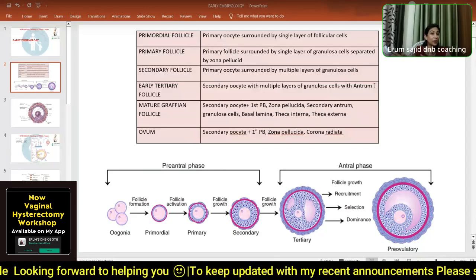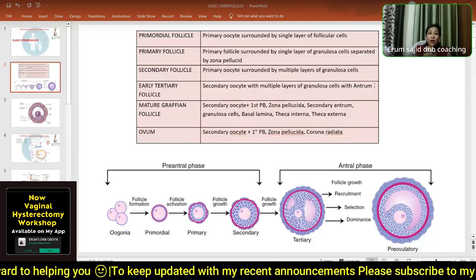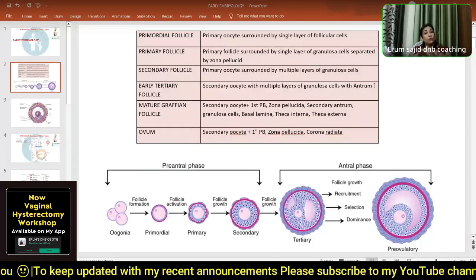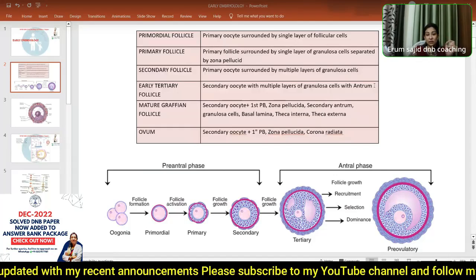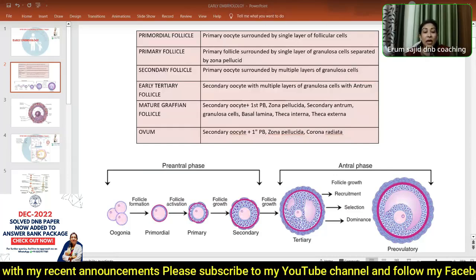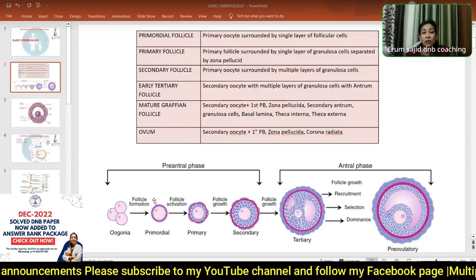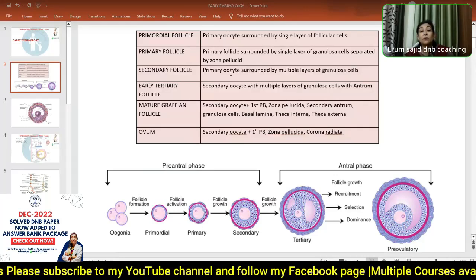And then finally, some of them are able to ovulate; most of them die out or become atretic, right? So we're now trying to focus on those follicles which actually get a chance to ovulate. Okay, my focus is on that. So how a primordial follicle, as you can see the oogonia over here, gets activated and goes on to form a primary follicle.